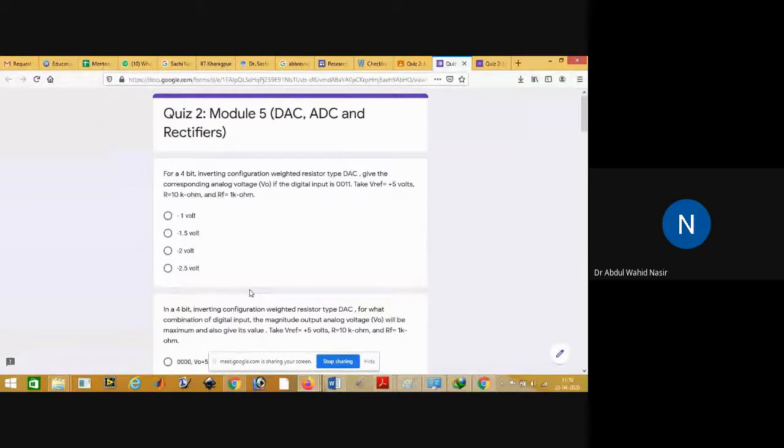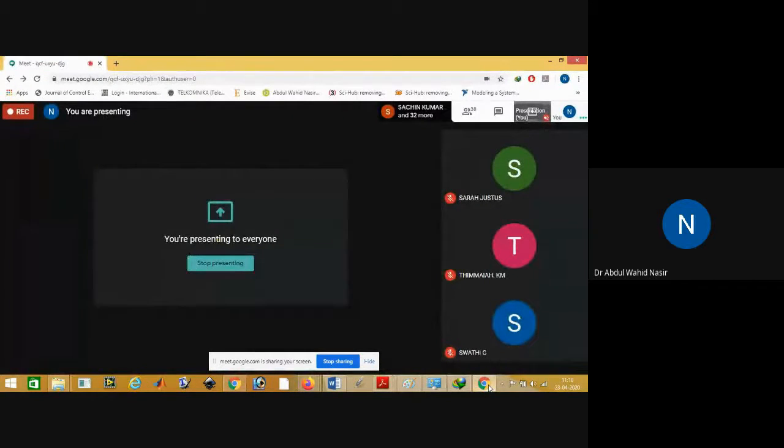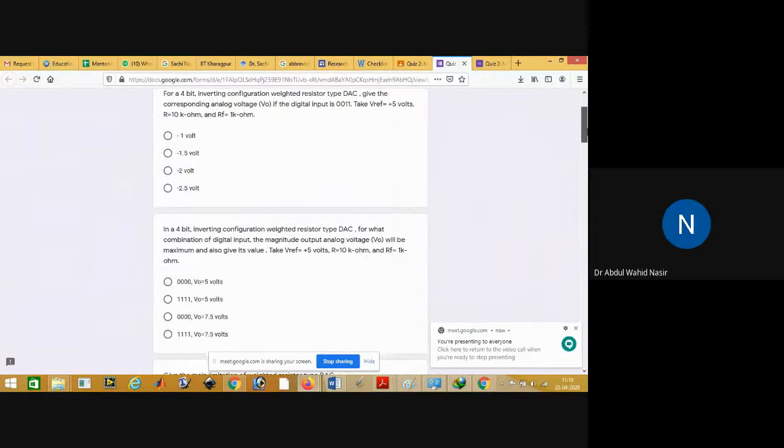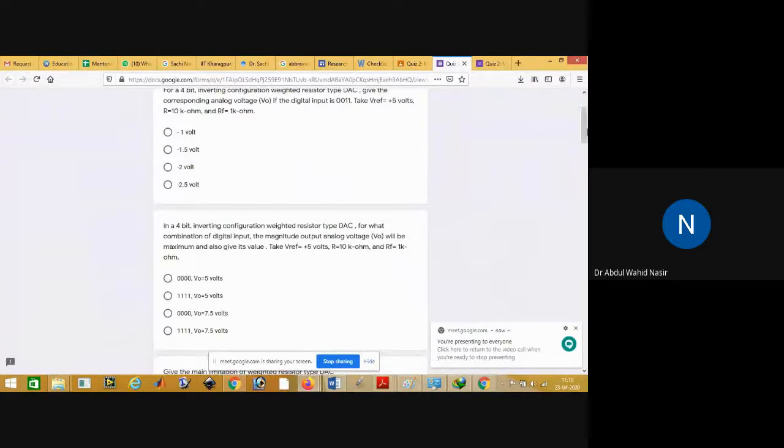Anyone having any doubt for this question? No. Okay, then I'll move to the next question. It is similar to the previous question. It has been asked that for a 4-bit inverting configuration weighted resistor type DAC, what will be the maximum analog voltage and what will be the digital input combination?